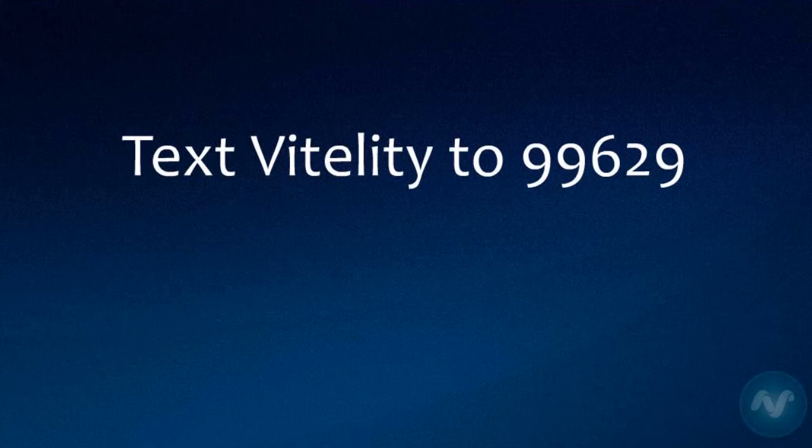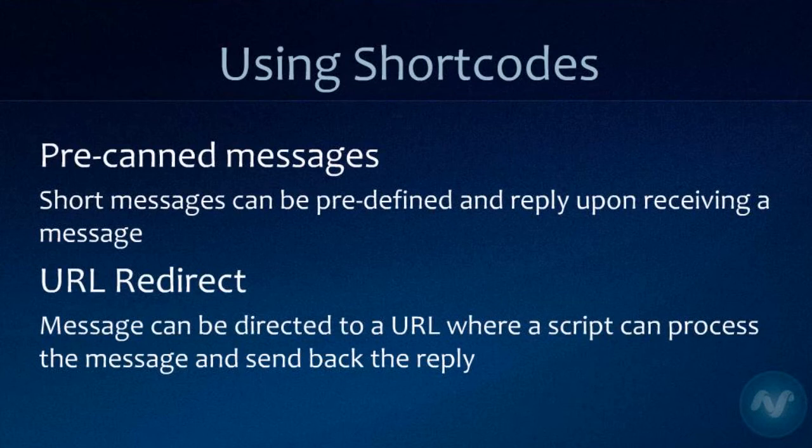So again, with the shortcodes, to rehash what I went over in the demo, you can have pre-canned messages. Those are short messages that are predefined and will reply upon sending a message. There's the URL redirect, which can go to a script where you can process the message and send back the reply. You need to understand the difference between the DIDs and shortcodes, as they're two very different things, but there are a lot of similarities between the two.